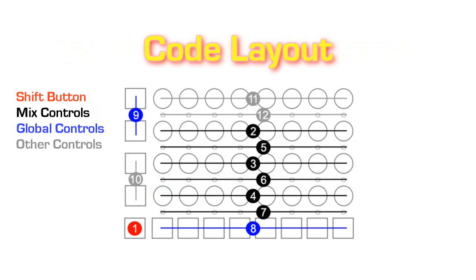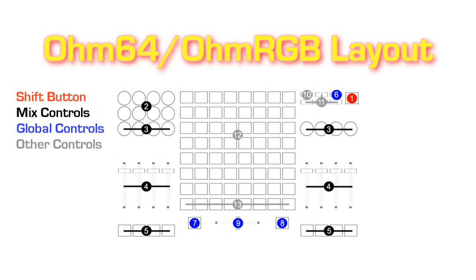The next type are global controls, and these can each have 2 assignments, a default assignment and then a shifted assignment that you access by pressing shift. And the last type are other controls. These have a fixed assignment that you can't change.